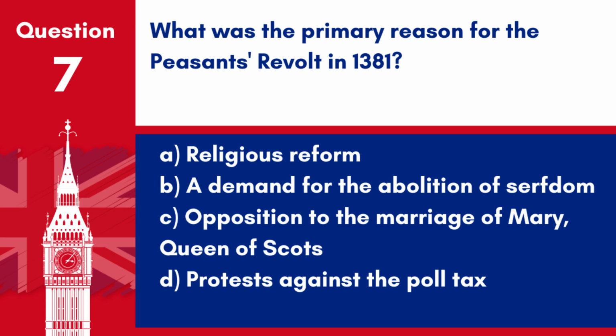Question 7. What was the primary reason for the Peasants' Revolt in 1381? A. Religious reform. B. A demand for the abolition of serfdom. C. Opposition to the marriage of Mary, Queen of Scots. D. Protests against the poll tax.